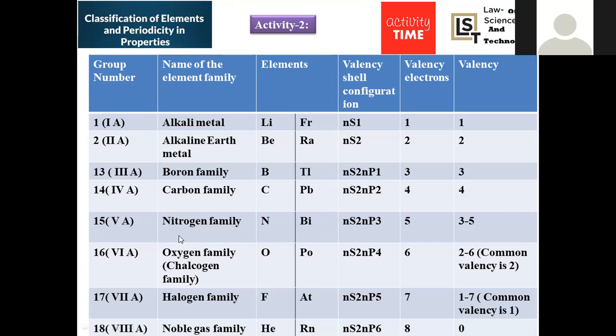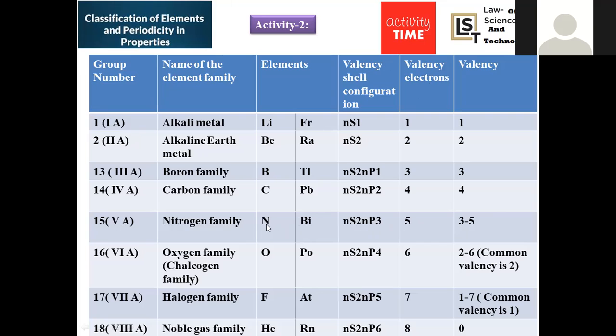Move on to the 15th group, designated as the nitrogen family, starting with the element nitrogen and ending with bismuth. And the general electronic configuration of these elements will be ns2 np3. A total of 5 electrons reside in their shell, so the total number of valency electrons is 5. And their valency is a range, not an individual digit. It can go from one digit to another, so 3 to 5 is the range of valency exhibited by these elements.